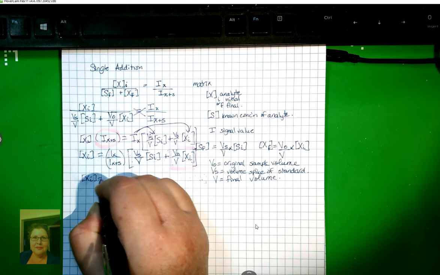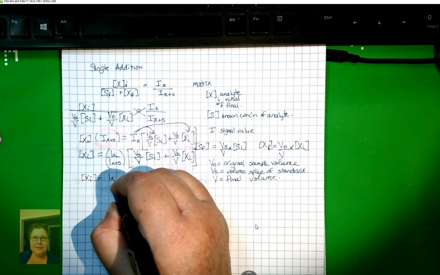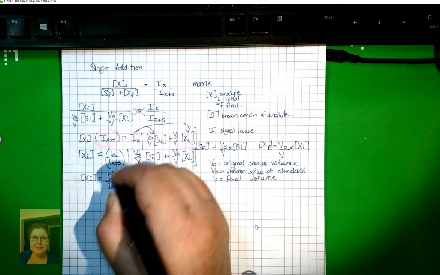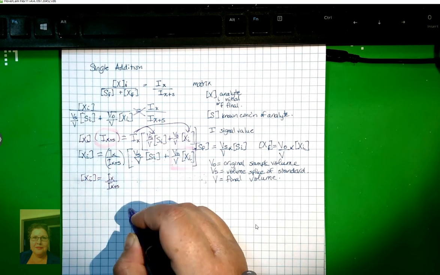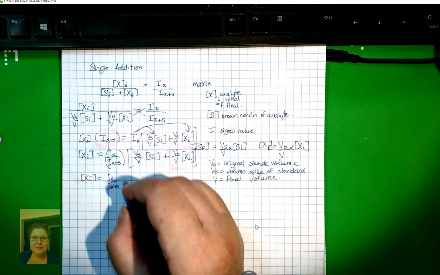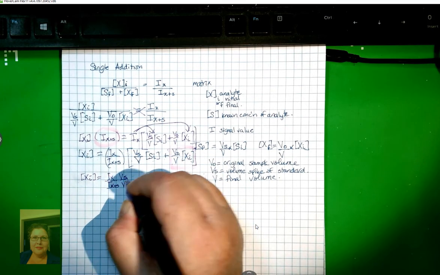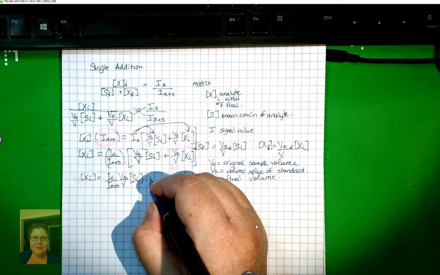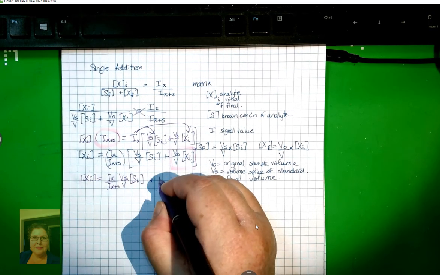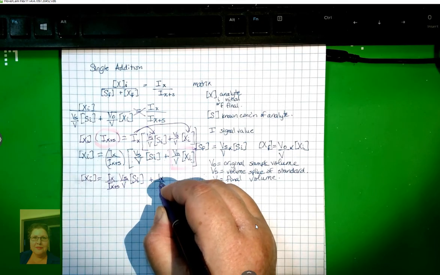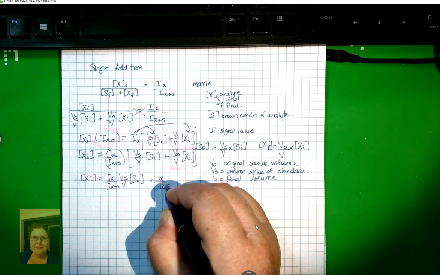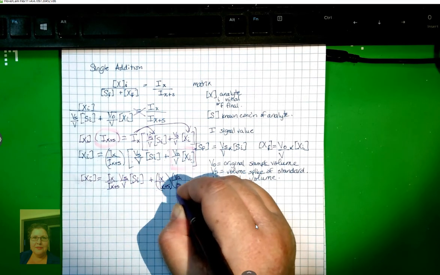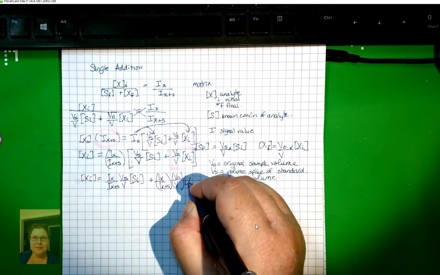Xi equals Ix over Ix plus S, distributing to the first term, Vs over V times Si, plus, again, this intensity ratio, Ix over Ix plus S, times our volume ratio, times Xi.